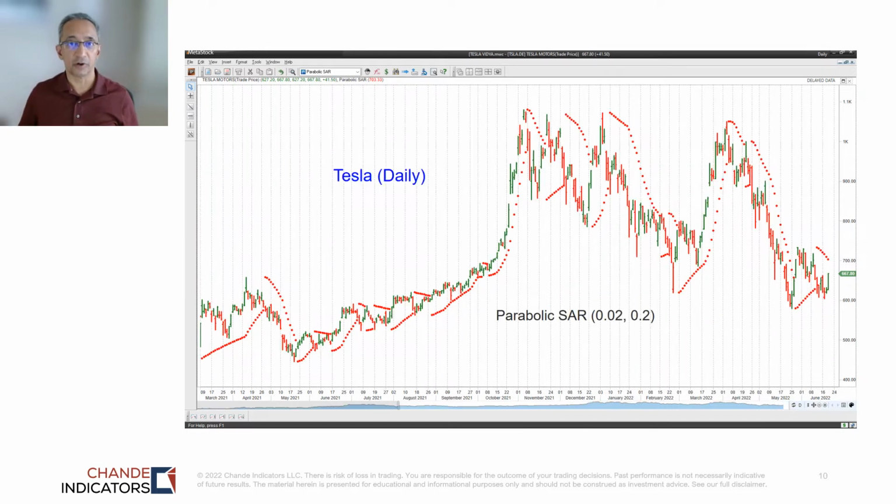This is an even more aggressive trading strategy called the Parabolic SAR, or stop and reverse. The red dots again show you that this accelerates very well to get you an exit that's very close to the top of the trade.